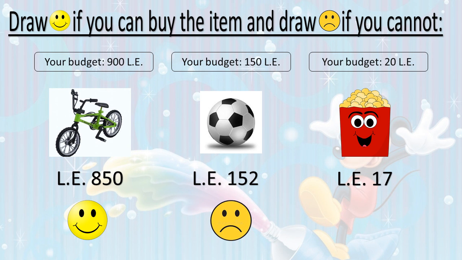What if my budget is 20 Egyptian pound and I want to buy popcorn for 17 Egyptian pound? Is it over my budget or under my budget? Yes, 17, the price of the popcorn, is less than 20, less than my budget. That means it is under my budget. So, yes, I can buy the popcorn.